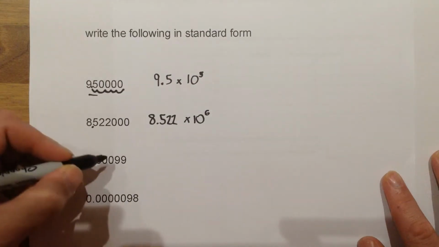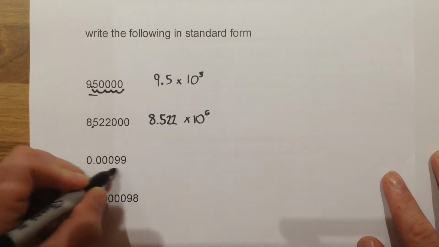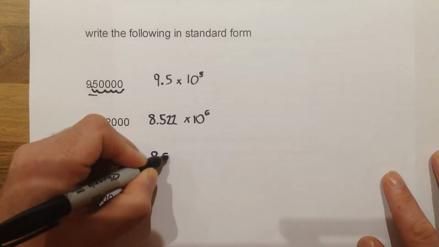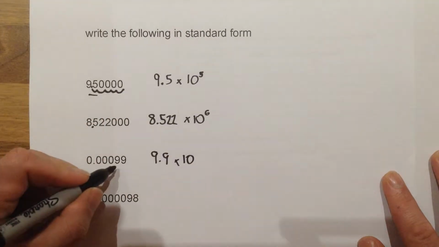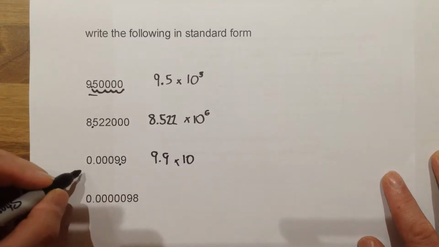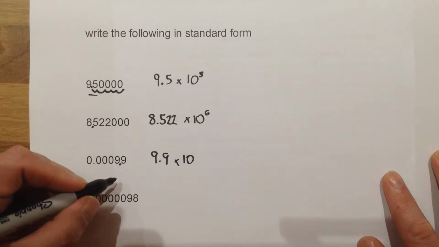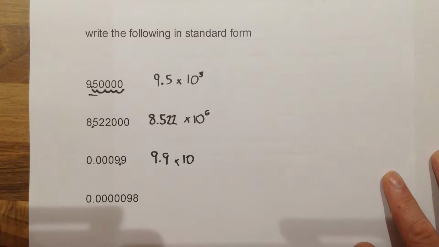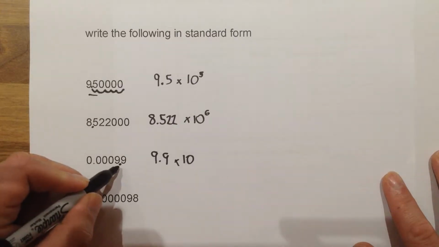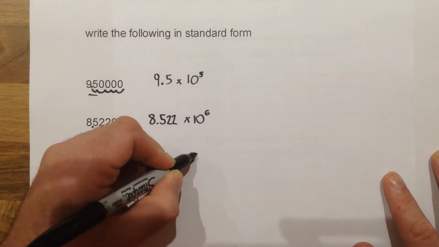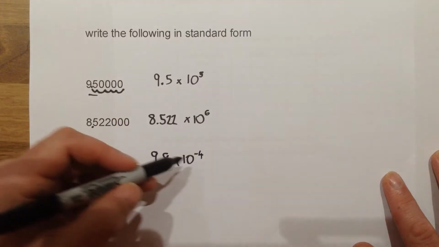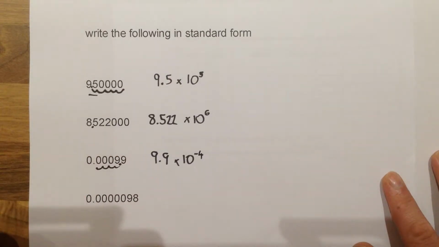For smaller numbers we do the exact same, so here we would have 9.9 times 10, but this time because the number is quite small, we are actually technically dividing by 10, but we would write this using a negative power. So here we have moved 4 places, so I will put minus 4. It will always be a negative power for small numbers.